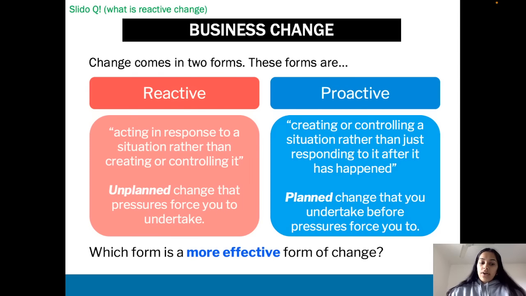So just thinking in your head, which form is more effective? Which is the most effective form of change? Is it reactive or is it proactive? Hopefully everyone has thought of proactive.